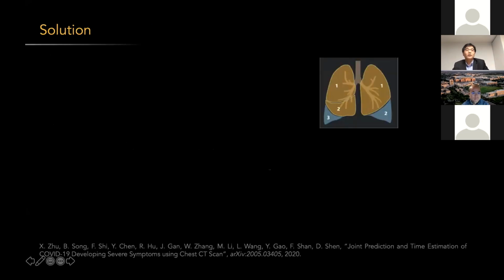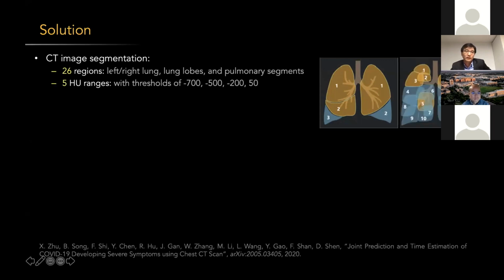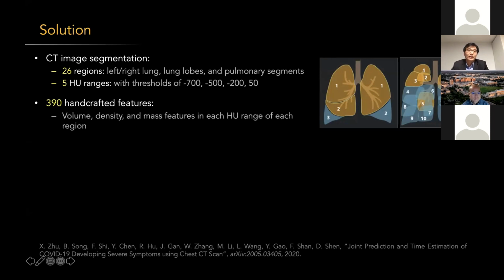Okay. Similarly, for this algorithm, we still do our segmentation algorithm, as I mentioned in the first part of my talk. We segment into 5 lobes and 18 segments, plus the left and right lungs, so we have 26 regions in total. For each of the regions, we have 5 HU ranges using thresholds. Then we can get 390 handcrafted features, including volume, density, and mass.